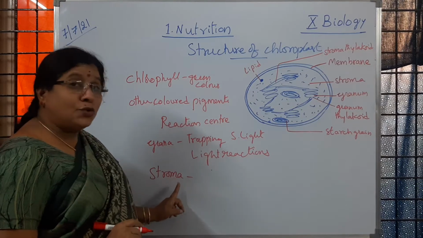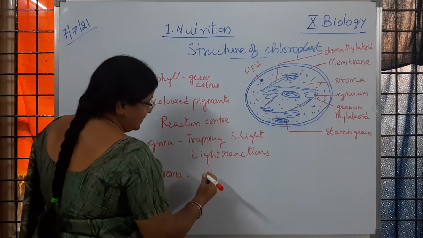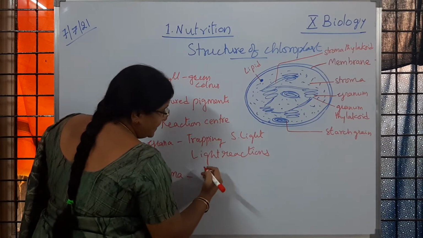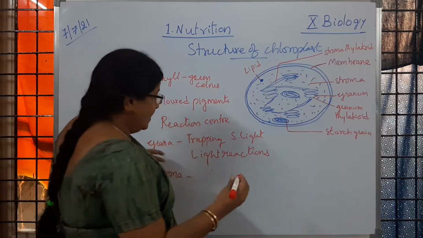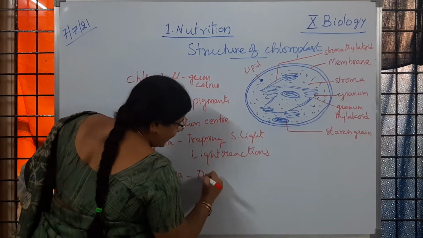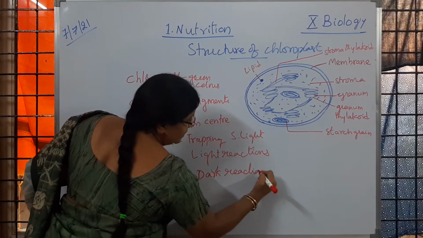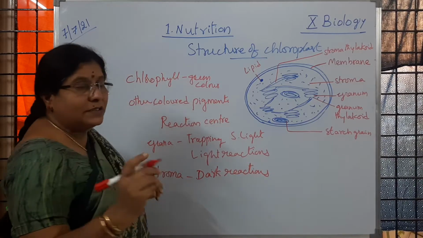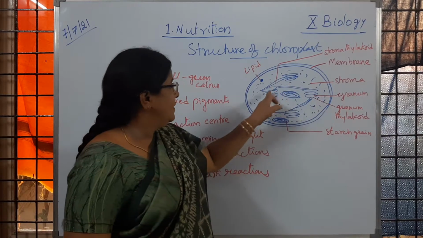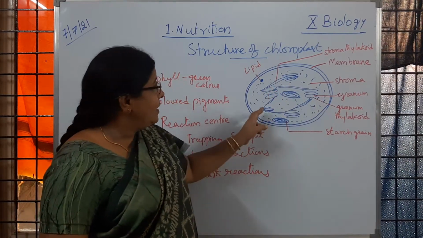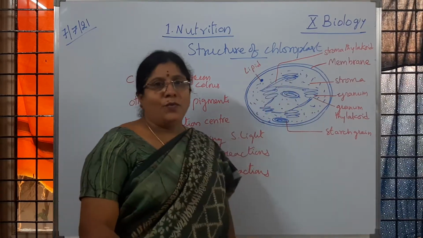So now the stroma, which is present in this chloroplast, one of the cell organelles, helps in carrying out fixing of carbon dioxide or converting carbon dioxide. So that is happening in dark reactions. Is it clear to you? Light reactions are happening in grana. Is it clear to you? And the dark reactions of photosynthesis are happening in the stroma.